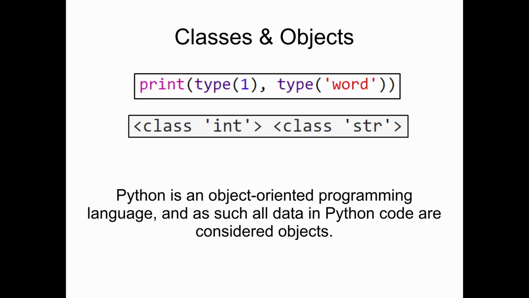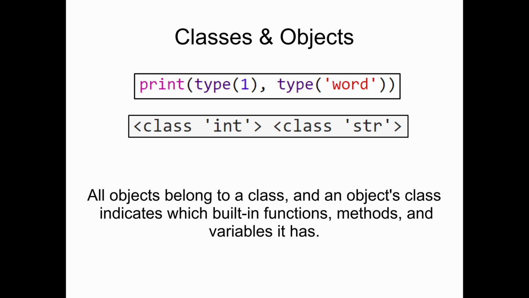Python is an object-oriented programming language, and as such, all pieces of data in Python code are considered objects. All objects belong to a class, and an object's class indicates which built-in functions, methods, and variables it has.